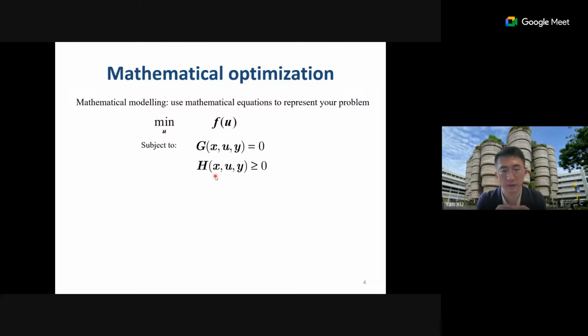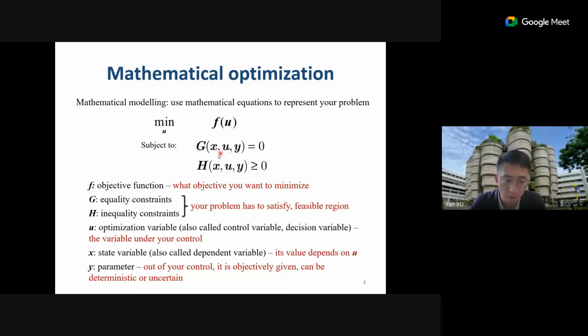And besides, sometimes for a mathematical model, we may have different kinds of constraints. The constraints generally can be divided into equality constraints and inequality constraints, denoted as G and H here. And apart from u, we also have x and y, right? So to summarize, f is the objective function, the one you want to minimize, and G and H are the equality and inequality constraints, which means your problem has to satisfy G and H. So G and H will define the feasible region of the whole problem.